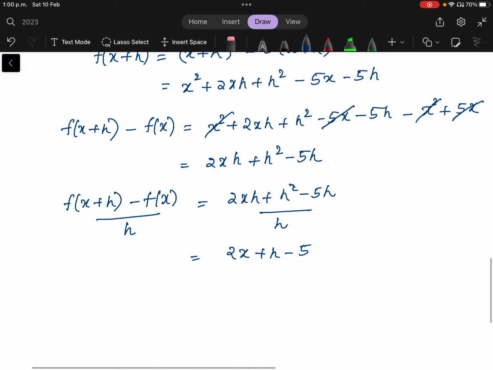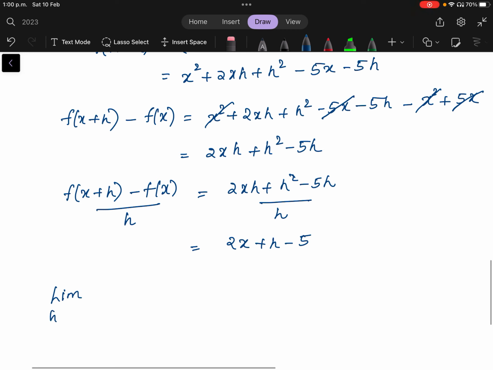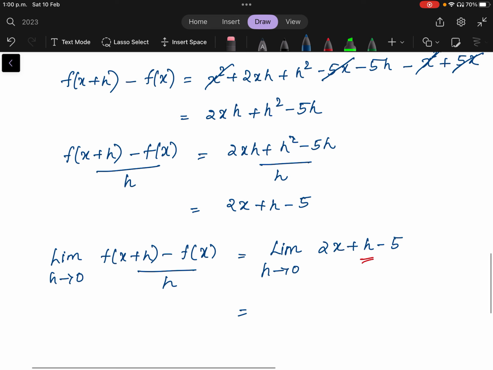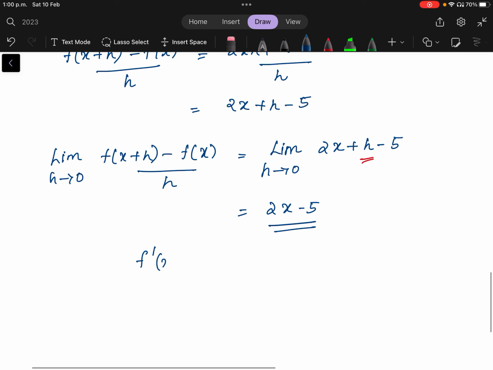Okay. Now my concept is to apply the limit. So limit h tending to 0, f of x plus h minus f of x divided by h, that's equal to limit h tending to 0. I need to apply it for this also, 2x plus h minus 5. Limit of h tending to 0 means h is literally 0. So this will become 0 and you will get the answer as 2x minus 5. So now this is the answer. So this is nothing but f dash x, which is the derivative of f of x, which is equal to 2x minus 5. Okay, it's very simple.